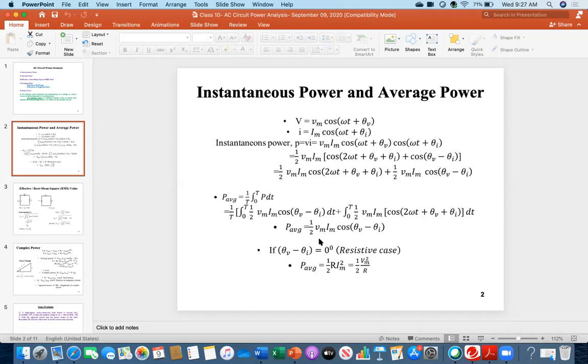Average power is half VM IM cosine of theta V minus theta I. So from where will you get this one? You will be getting this one from the phase angle of voltage and the phase angle of current. And then you will just subtract, and then this thing will be multiplied.